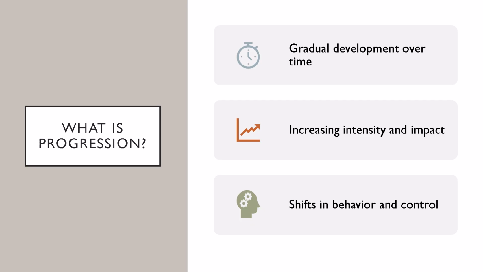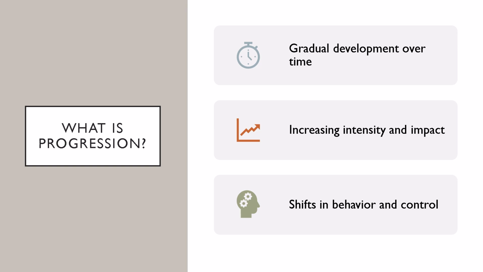Another key part of progression is the shift in control. So in the early stages, people may feel like they are in control of their use, but over time, that sense of control often decreases. And that's not always obvious to the individual. In fact, a lot of clients continue to believe that they're in control, even as their behavior suggests otherwise. So as counselors, we need to be able to recognize these shifts even when the clients can't.